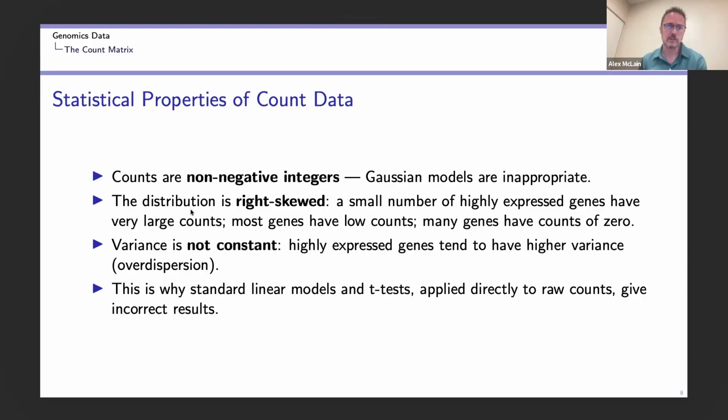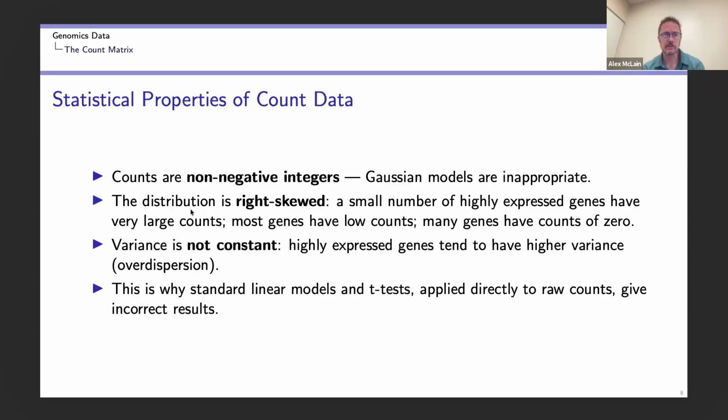Second, the distribution is very right skewed. A small number of highly expressed genes have very large counts. Most genes are going to have much lower counts. Many genes will have zero counts. This makes it so that the t-test type of idea that we've been using so far is not going to be appropriate for these types of situations.